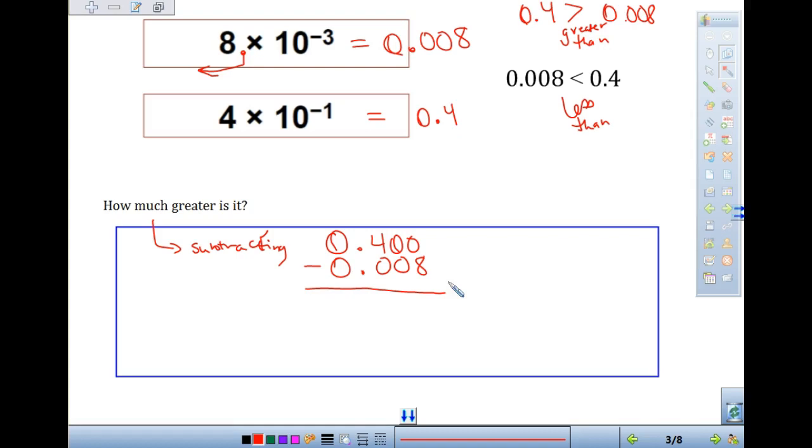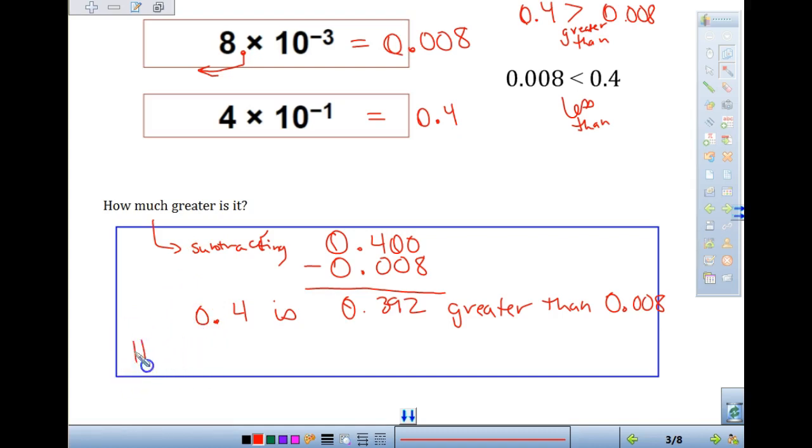So 392. And when we look at that, it's actually 0.392. So how much greater? We would say 0.4 is 392 thousandths greater than 0.008.